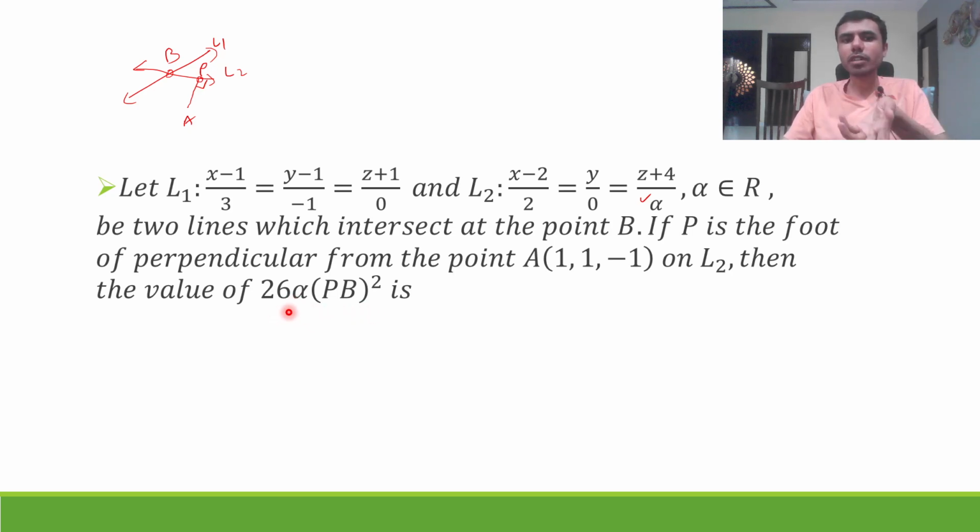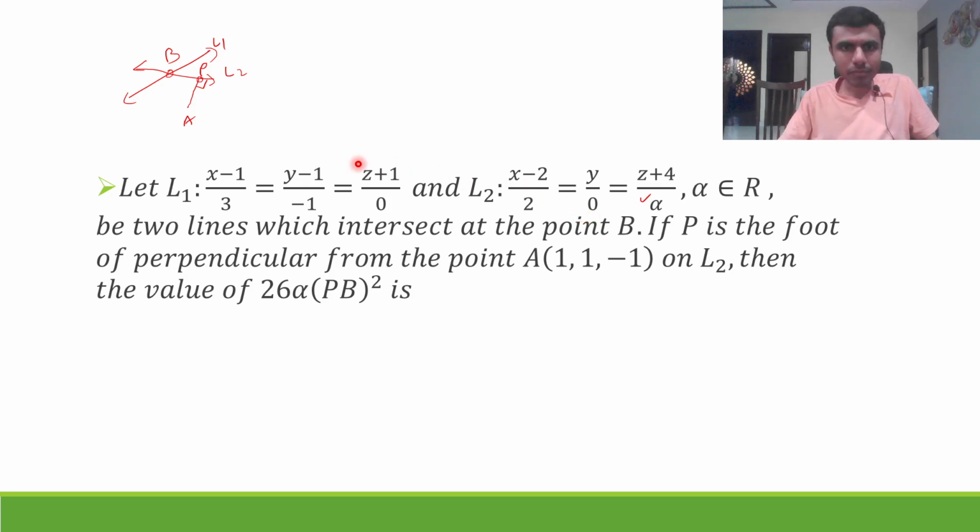So basically I need to find out alpha, I need to find out B, I need to find out P, and also I need to find out PB square. So all this is there. Let's go in order. First let's try to get alpha. How to do that? See, they told that they intersect at the point B. Using this I'm going to get my alpha.